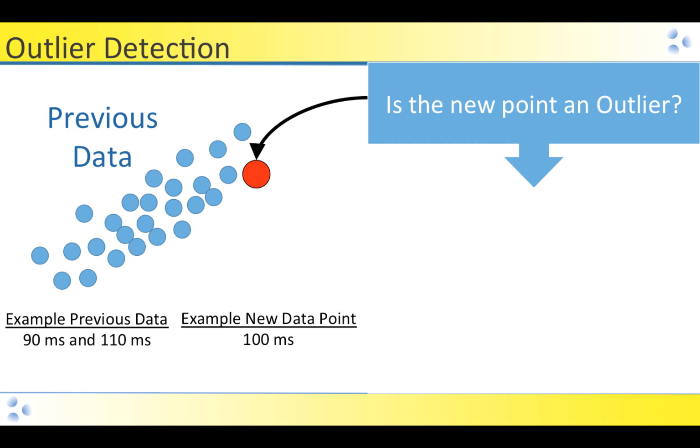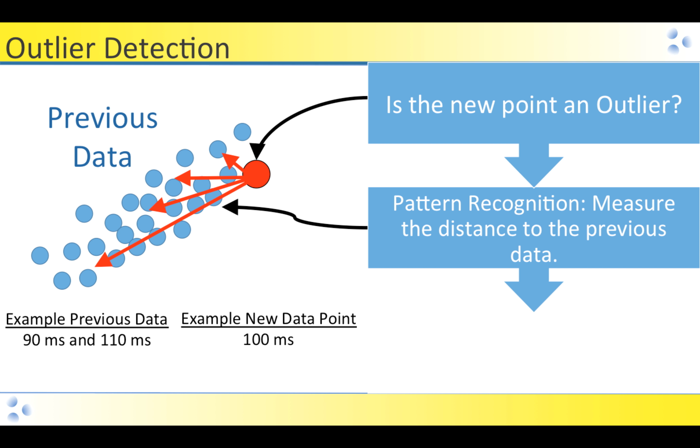I'm going to use a concrete example here to talk through the statistics. Imagine that I have two previous data points, and those data points had average round trip times of 90 and 110 milliseconds, and the new data point comes in at 100 milliseconds. By eye, I can look at this and say that's right in the same range, so that shouldn't be an outlier.